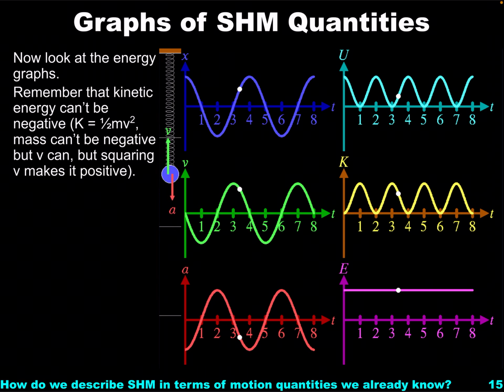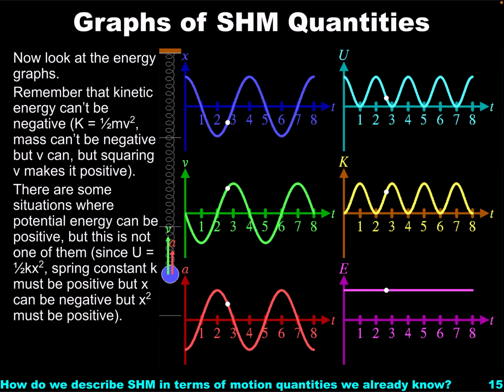If we go K equals 1/2 mv squared, the mass can't be negative, and by squaring velocity, it makes the whole thing positive. So there are situations where potential energy can be negative, but this is not one of them, since U equals 1/2 kx squared. The spring constant is k, and that must be positive. And x cannot be negative because you square x, which is the displacement from equilibrium. Therefore, spring or elastic potential energy will be positive.